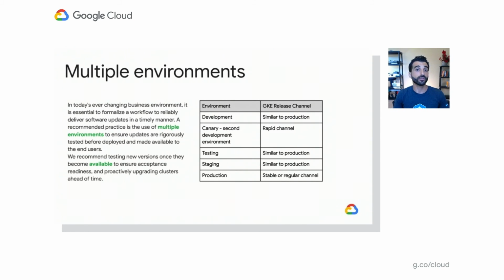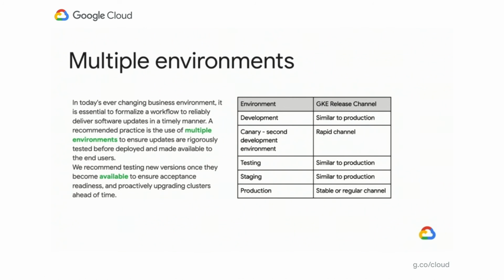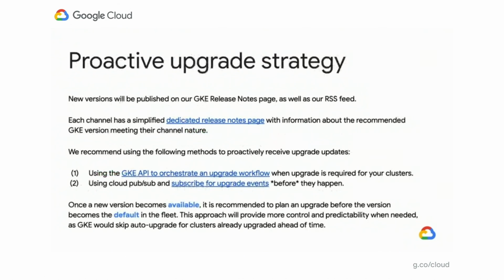In some cases, you may want to consider a Canary or even a second development environment to test out newer releases using the rapid channel. That will give you an opportunity to stay ahead of the curve by testing out new Kubernetes features or APIs and basically improve your time to market when those versions get promoted from rapid to regular and then finally to stable. With multiple environments, we also need an efficient way to orchestrate an upgrade workflow across multiple environments.